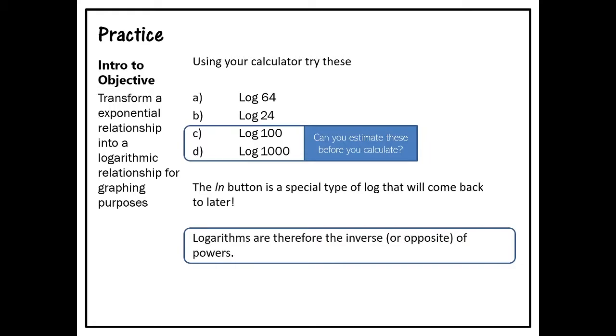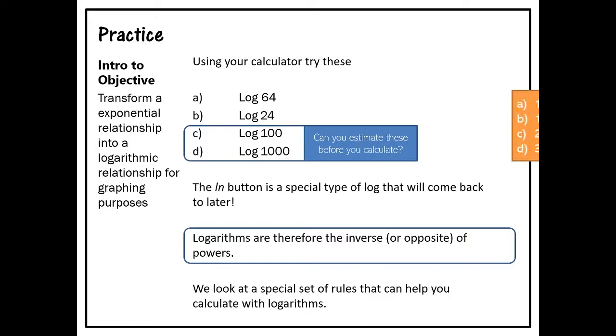Logarithms are actually the inverse or the opposite of indices or powers. So you may have heard me say before that all operations of mathematics have an opposite or an inverse or a way to undo it, as the case may be. Common ones you're familiar with would be the opposite of addition is subtraction, the opposite of division is multiplication, etc. In this case, the opposite of taking the power of something is to take a logarithm, and the rules that we've got here will help you calculate with logarithms. The answers that you should have got for the log 64, 24, 100 and 1000 are displayed on screen.